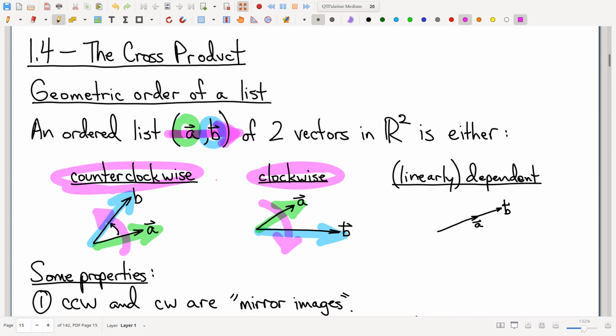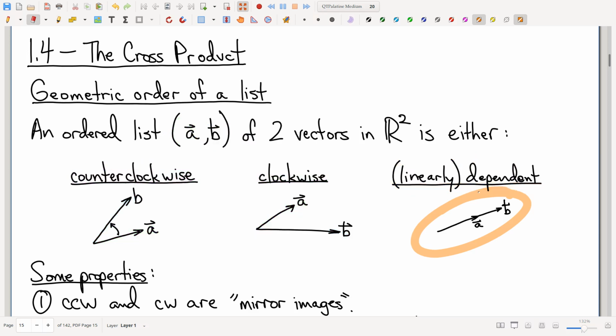Now, of course, there are some anomalous, annoying cases, such as this, which are neither. That's neither clockwise nor counterclockwise. Likewise, if one of them is a zero vector. Likewise, if they're pointing opposite directions instead of the same direction. So various different sort of neithers, all of which are linearly dependent. So nice, convenient sort of catch-all for the third case.